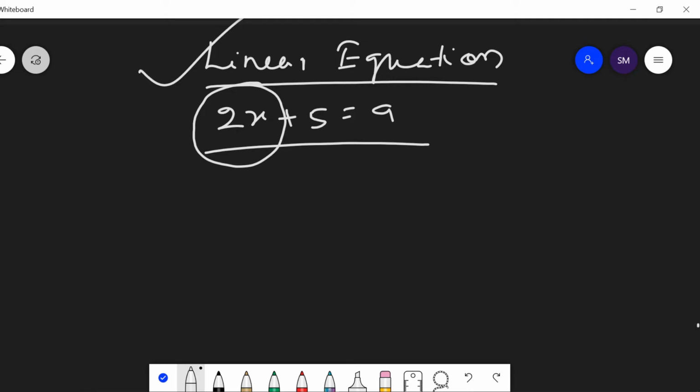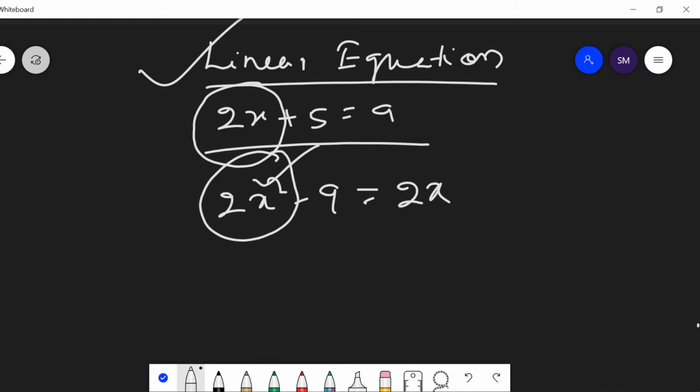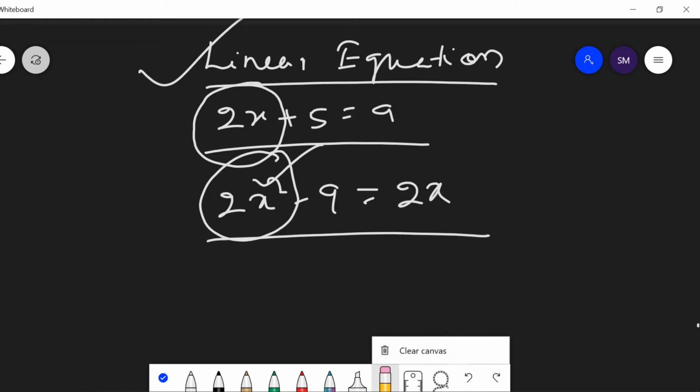Suppose 2x square minus 9 is equal to 2x. Is this a linear equation? No, because as I have told you, in a linear equation the highest degree of the variable is 1. Here the highest degree of the variable is 2, from 2x square. This is a quadratic equation, not a linear equation. Then let us discuss how we can solve linear equations.